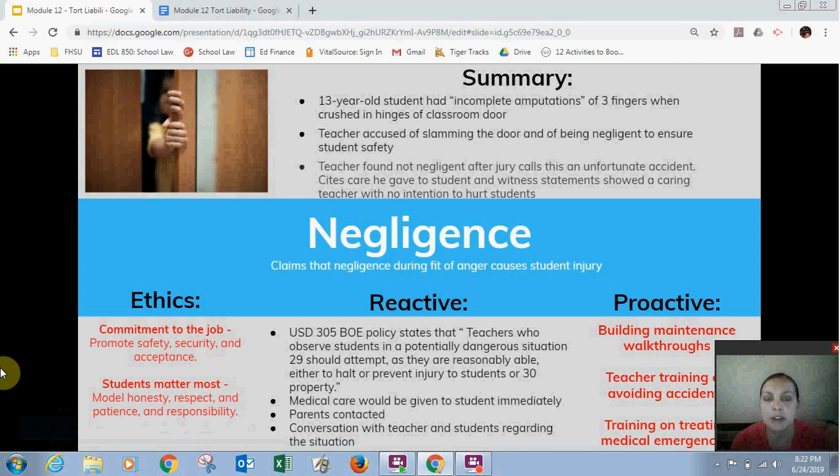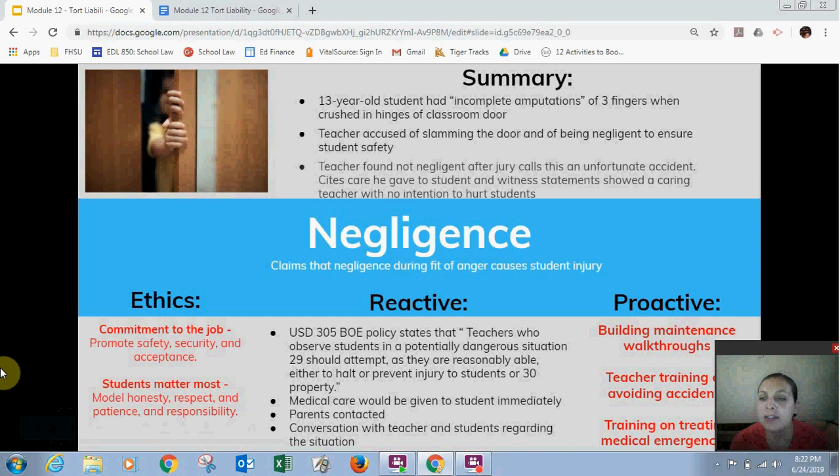So as an administrator, I would want to sit down and say, hey, here's what happened. Here's how we could avoid this. Look at how you handled it. What do you think about it? And just really having those conversations to make sure that those things don't happen in the future. So promoting safety again, and knowing that your students matter most. In this case, taking care of the students, modeling responsibility for your actions, and respecting your students by taking care of them quickly made a really big difference.